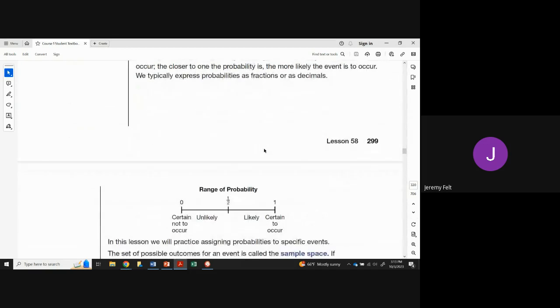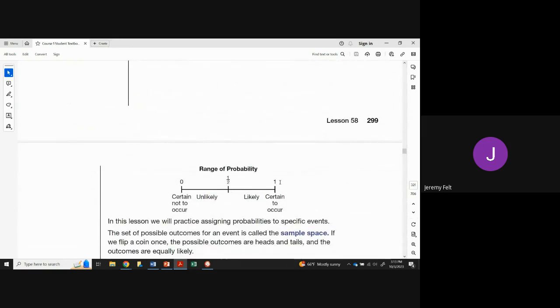Now, it always is between 0 and 1. So if we're talking about percent, 0 and 100%. If we're talking about fractions or decimals, 0 to 1. So if it's right in the middle, there's a 50% chance or a 1 in 2 chance of it happening, then it's even. It's not more likely or less likely. If it's getting closer to 0, it's less likely.